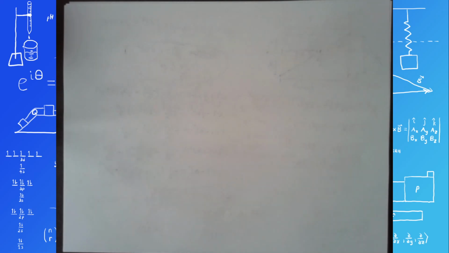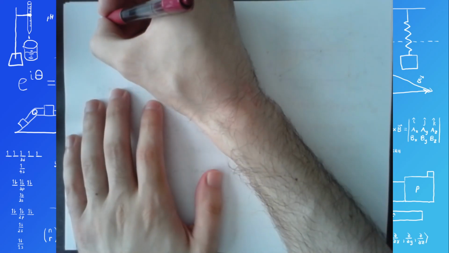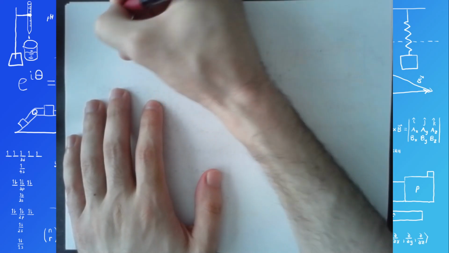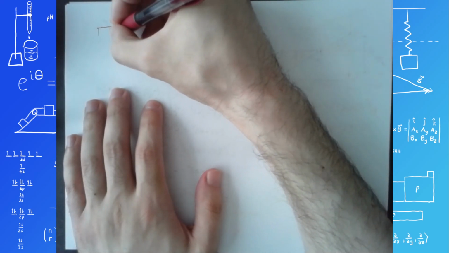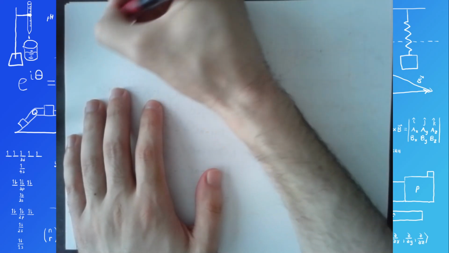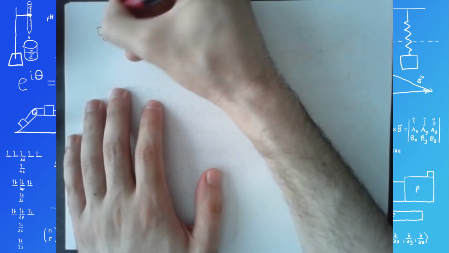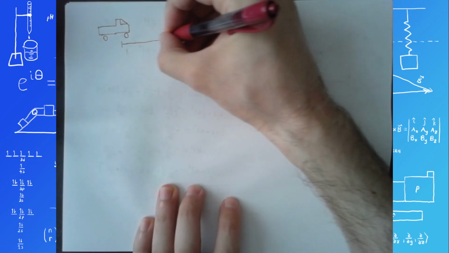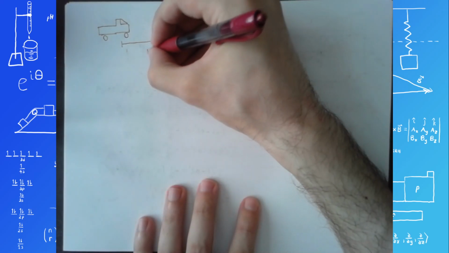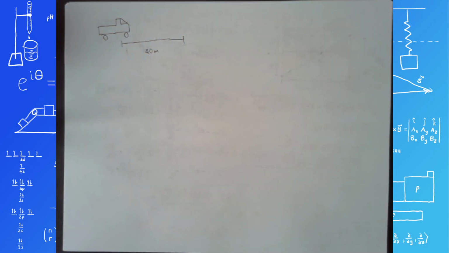I would assume this truck in the problem is just moving on a straight road, unless I'm told otherwise. So a truck covers 40 meters. I guess I'll draw it for the purpose of visualizing what we're working with. I'm assuming it's like a small truck and not an 18-wheeler. But we've got a truck. It moves 40 meters in 8.5 seconds while smoothly slowing down to a final speed of 2.8 meters per second.